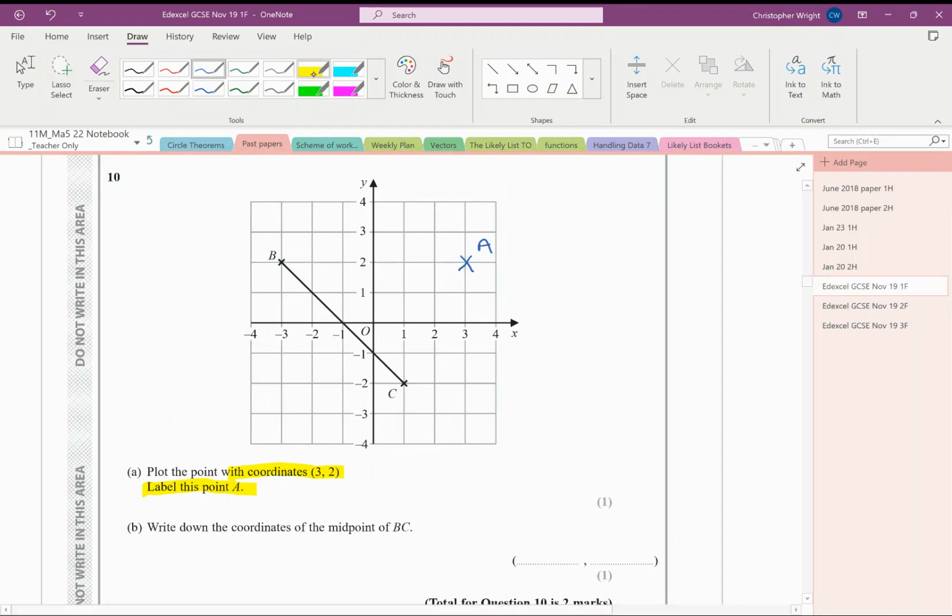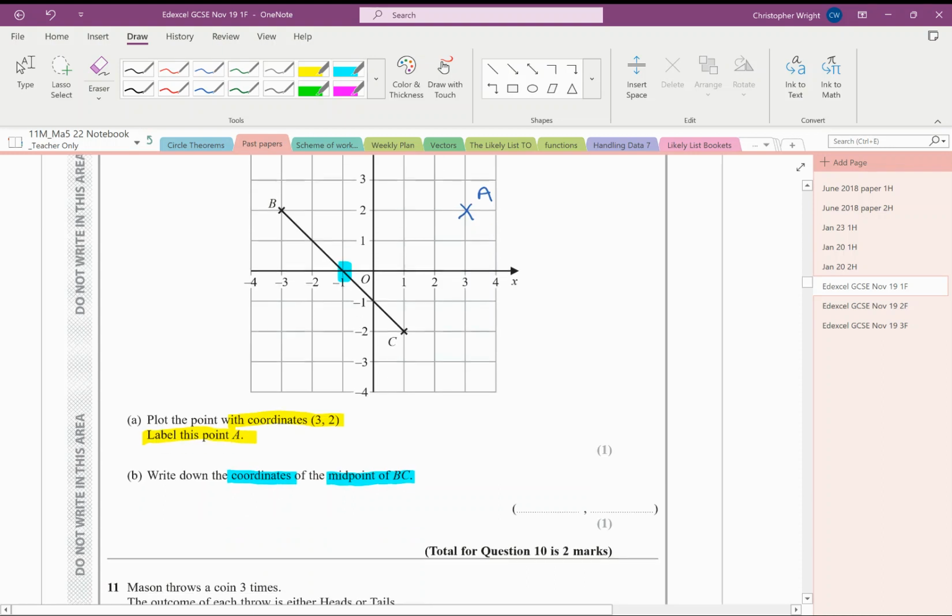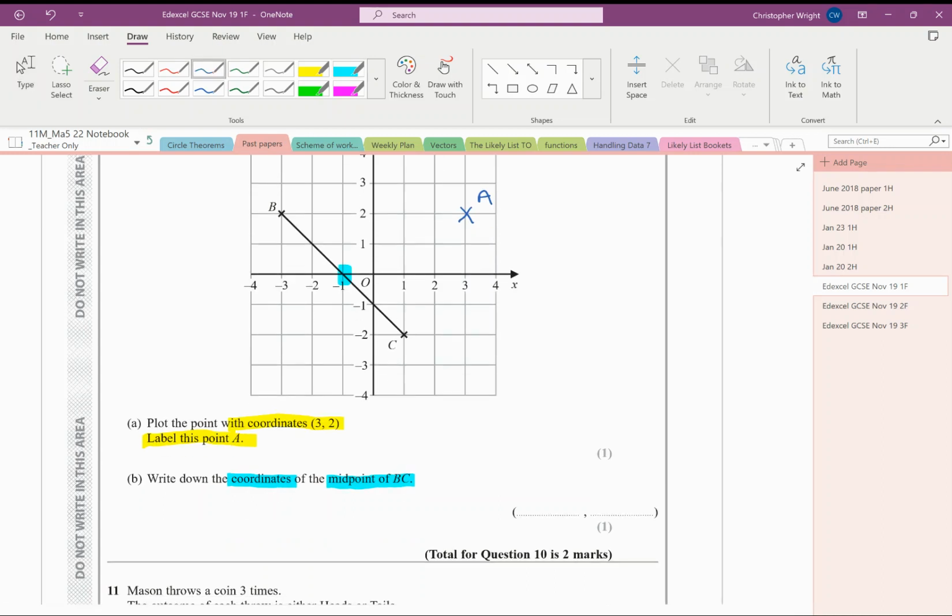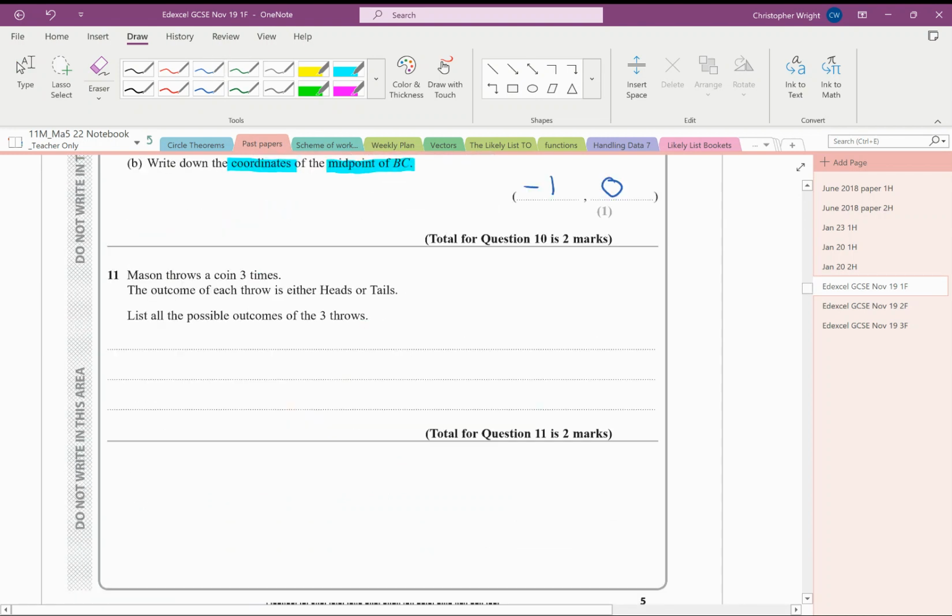Right, next. Write down the coordinates of the midpoint of BC. Well, here's BC, so I need the point that's in the middle. That point there. Now, what are the coordinates of that point? Well, if I start from the origin, I go -1 along and 0 up. So it's -1, 0.